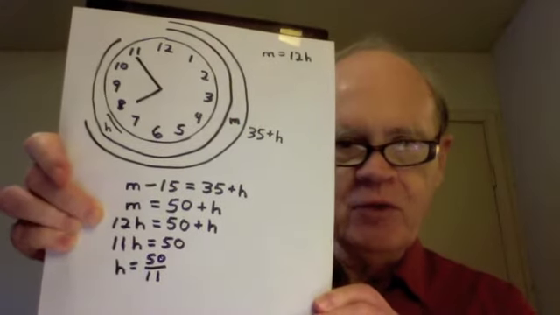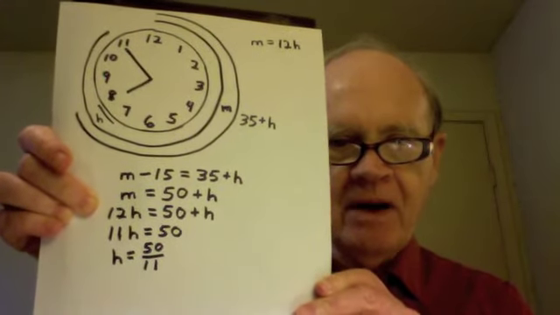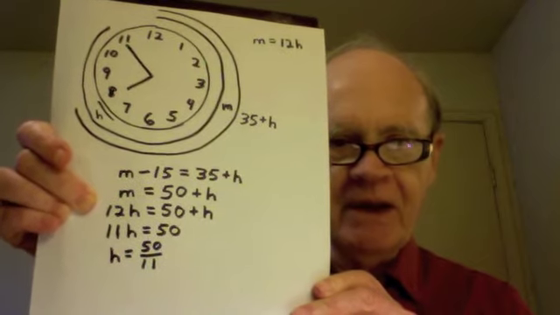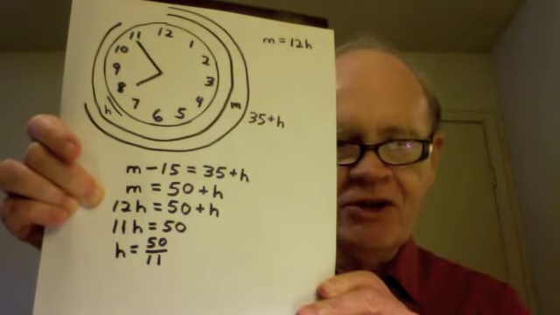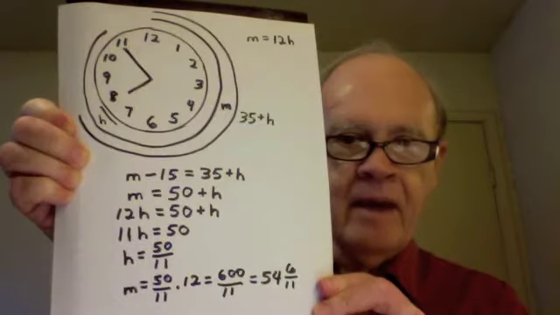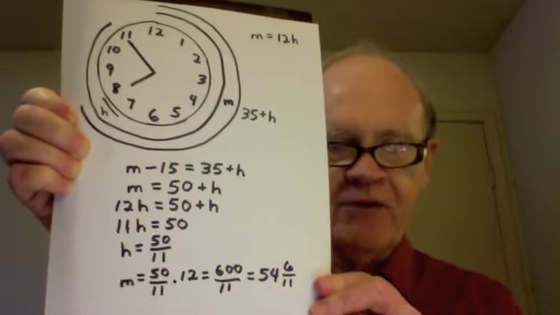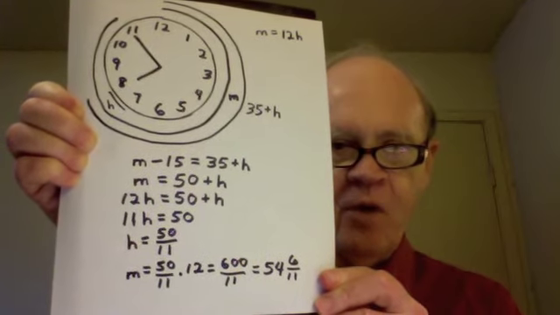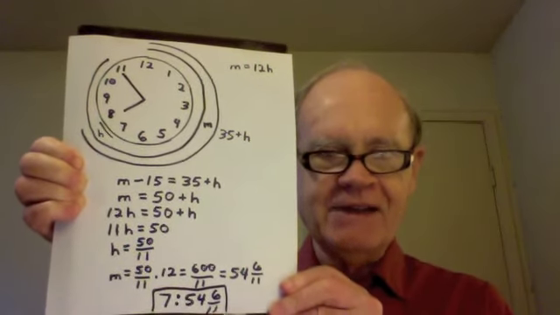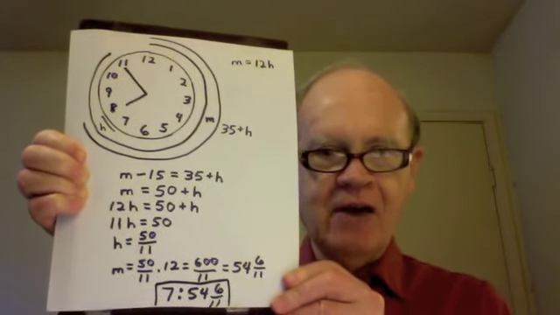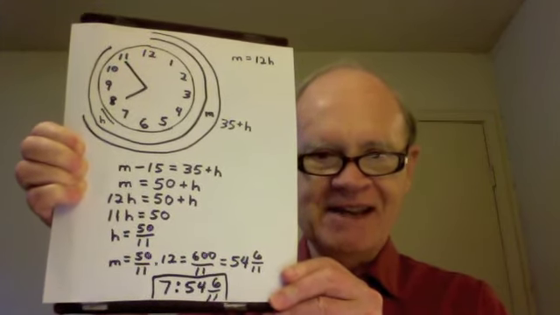I substitute 12H in place of M. I have 12H equals 50 plus H. I subtract H from both sides, giving me 11H equals 50. I divide both sides by 11, giving me H equals 50 elevenths. M is 12 times that, so M is 50 elevenths times 12, which is 600 elevenths, which equals 54 and 6 elevenths. And therefore, the second exact time after 7 o'clock when the hands are at a right angle is 7:54 and 6/11.